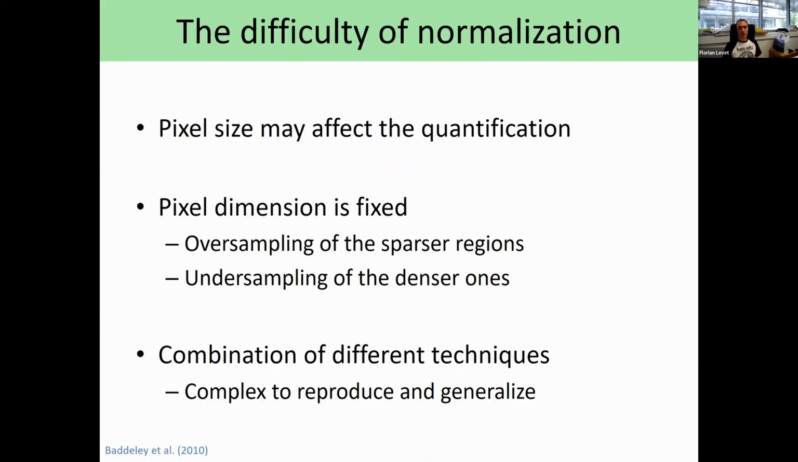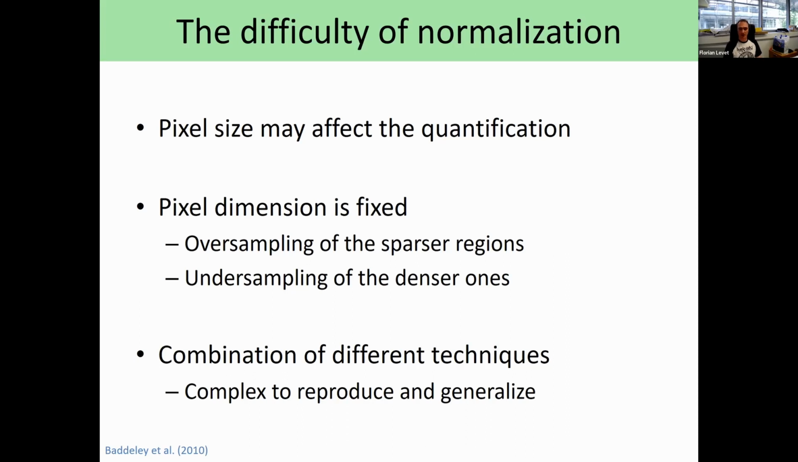Another problem is that obviously the pixel size that you define may affect the quantification. You won't have the same image if you take a pixel size of 20 nanometers or 30 nanometers. So usually people use the accuracy of the experiment. Let's say you have a resolution of 25 nanometers in your experiment. They will use that to set the pixel size, but still it will change. If you change this size, your image will change.